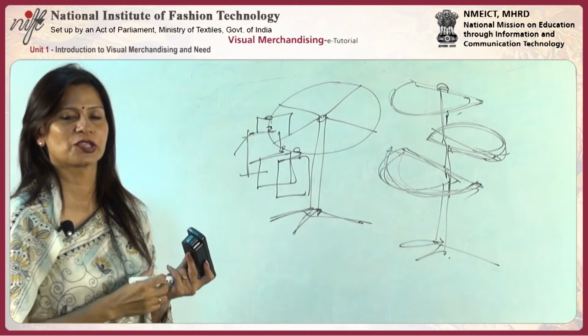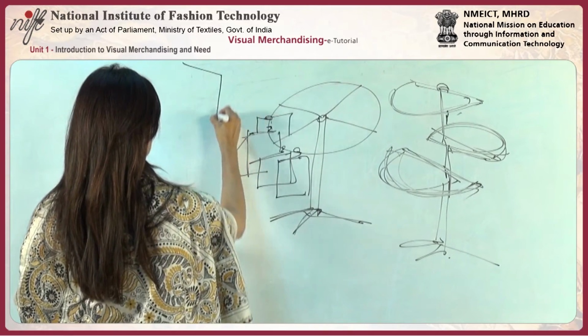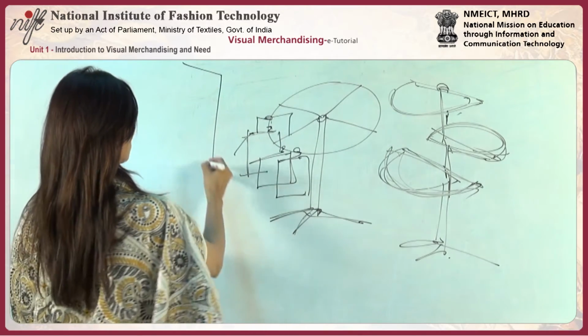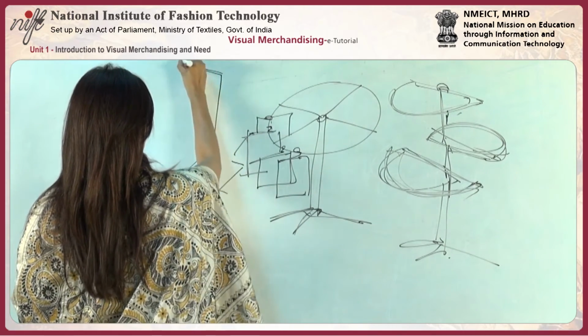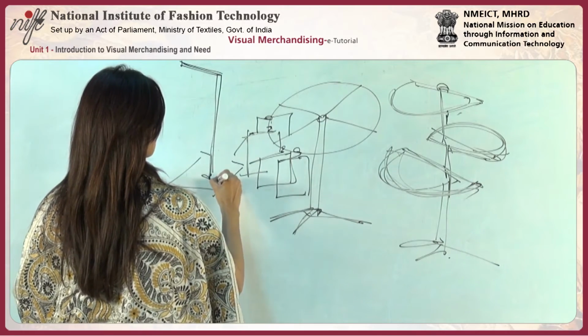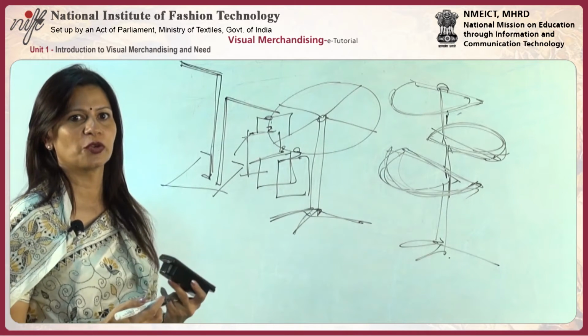This is how it looks. The next type of fixtures is T-stands, which may be 2 ways and 4 ways. Now 2 ways could be straight arm and slant arm. T-stand, as the name indicates, it's a T stand, and if we have it 2 ways, then it would probably be on a base something like this.